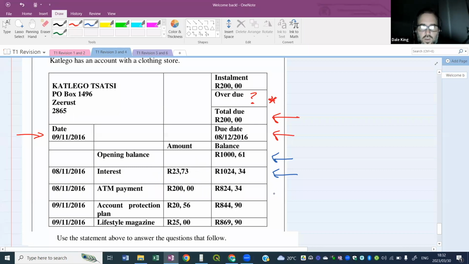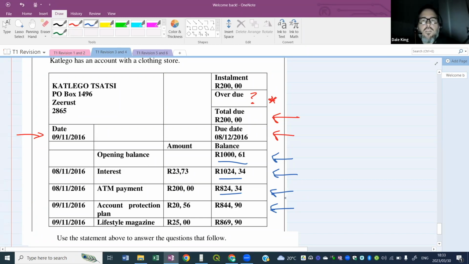Then the third row here is ATM payments. A payment that was made, and this 200 Rand is obviously Katlego's payment towards the account, and we can see how that changes the balance in the account. It makes it smaller. So this 1,061 is the amount owing. They add the interest to that, and then she makes an ATM payment and reduces that balance.